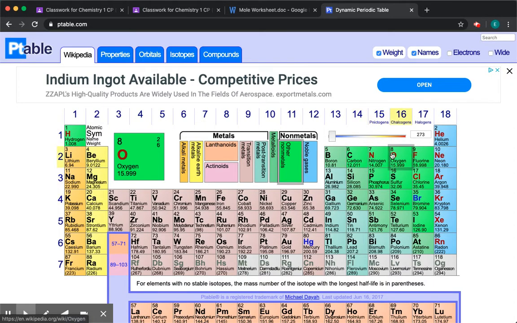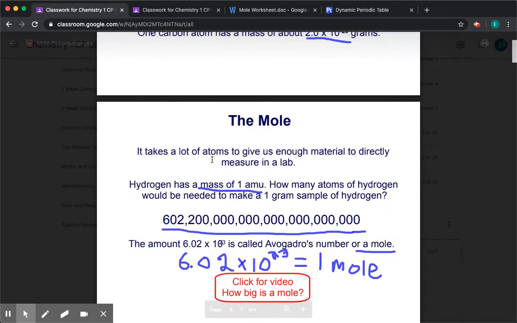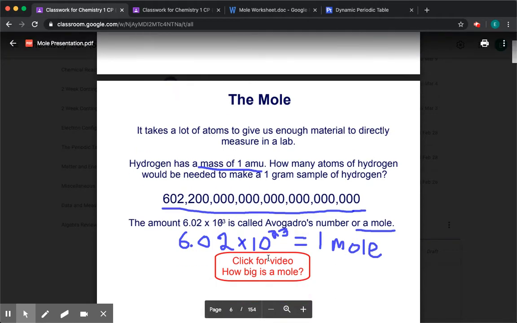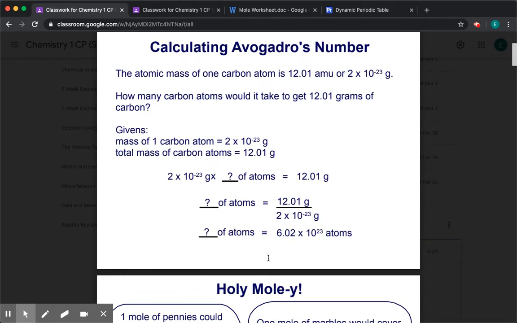Remember that mass has to do with the number of protons and the number of neutrons. So the more protons and neutrons you have, the heavier the atom is going to be. But 1 mole converts that periodic table mass into grams. Here's an example. How did we determine this number?